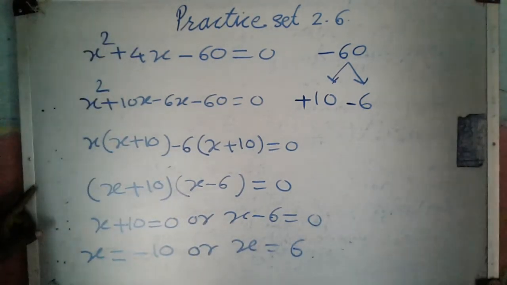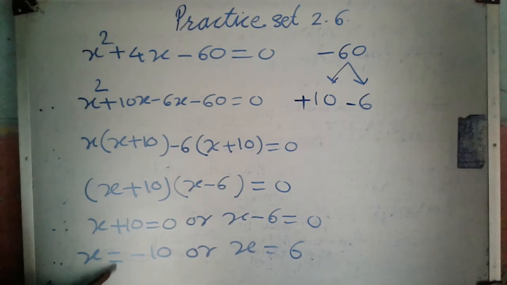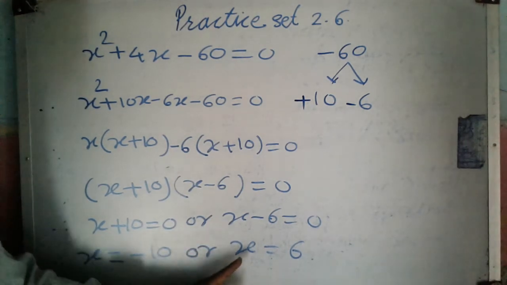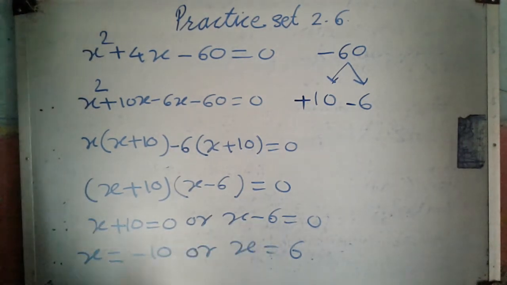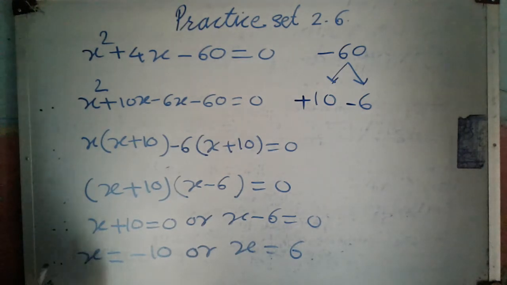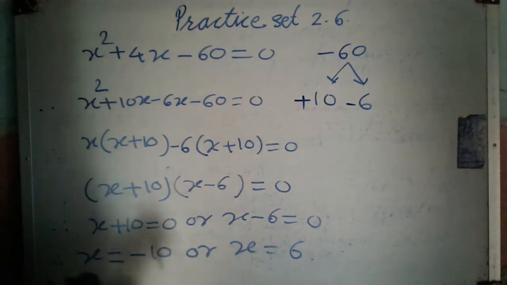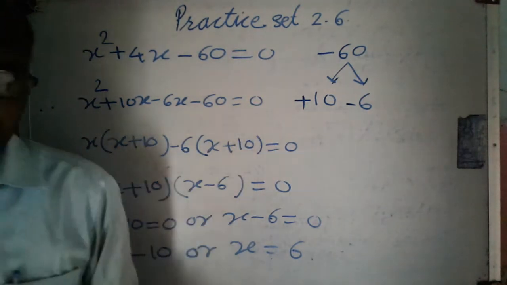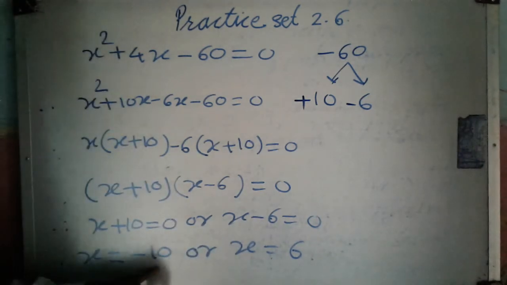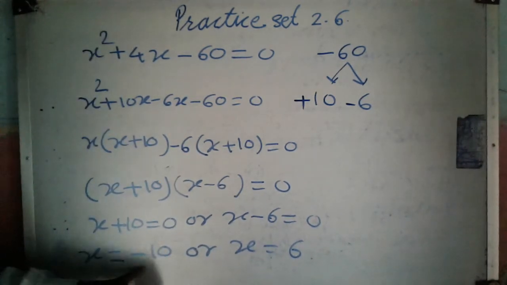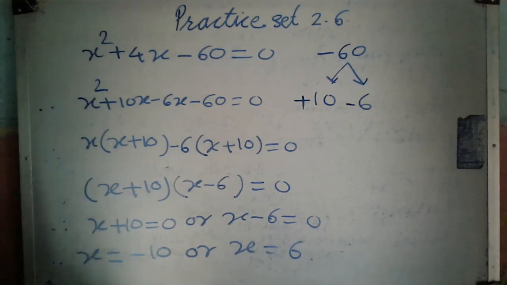Now here we get two values of x: x is equal to minus 10 or x is equal to 6. But here x means the number of pots made per day, and the number of pots made per day cannot be negative. So x equal to minus 10 is rejected. So our answer is x is equal to 6, and therefore the number of pots made per day is equal to 6.